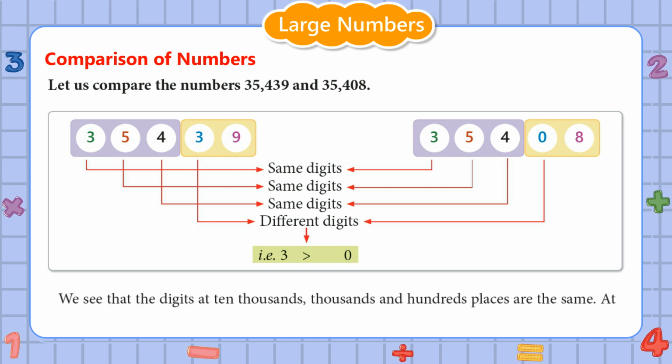We see that the digits at 10,000s, thousands and hundreds places are the same. At tens place, 3 is greater than 0. Therefore, 35,439 is larger than 35,408.